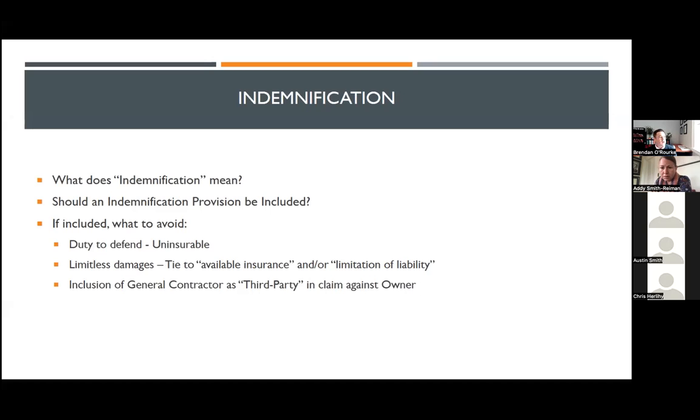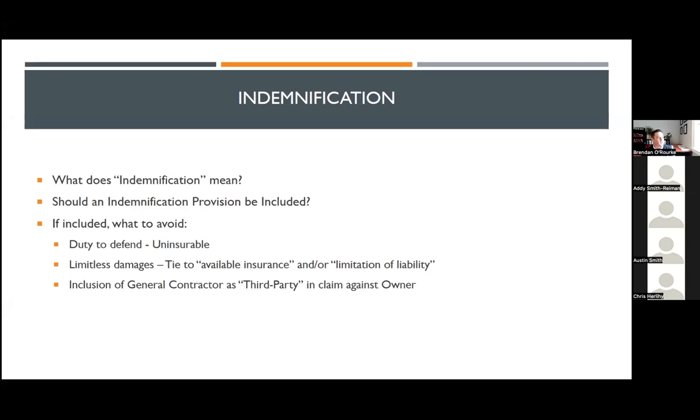So with that, I'm going to jump to indemnification. Indemnification is probably a term that some of you have heard, others haven't. Indemnification essentially is where you as a design professional are agreeing to step into the shoes of somebody else, most likely the owner, to pay damages to a third party.